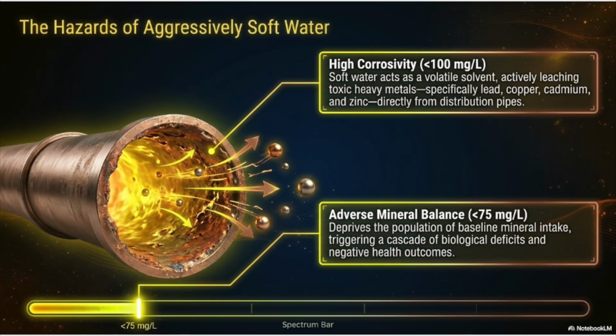On the opposite end, aggressively soft water carries its own hazards. The first is high corrosivity, which occurs below 100 milligrams per liter. Soft water acts as a volatile solvent, actively leaching toxic heavy metals, specifically lead, copper, cadmium, and zinc, directly from distribution pipes. The second hazard is adverse mineral balance, which occurs below 75 milligrams per liter. This deprives the population of baseline mineral intake, triggering a cascade of biological deficits and negative health outcomes.